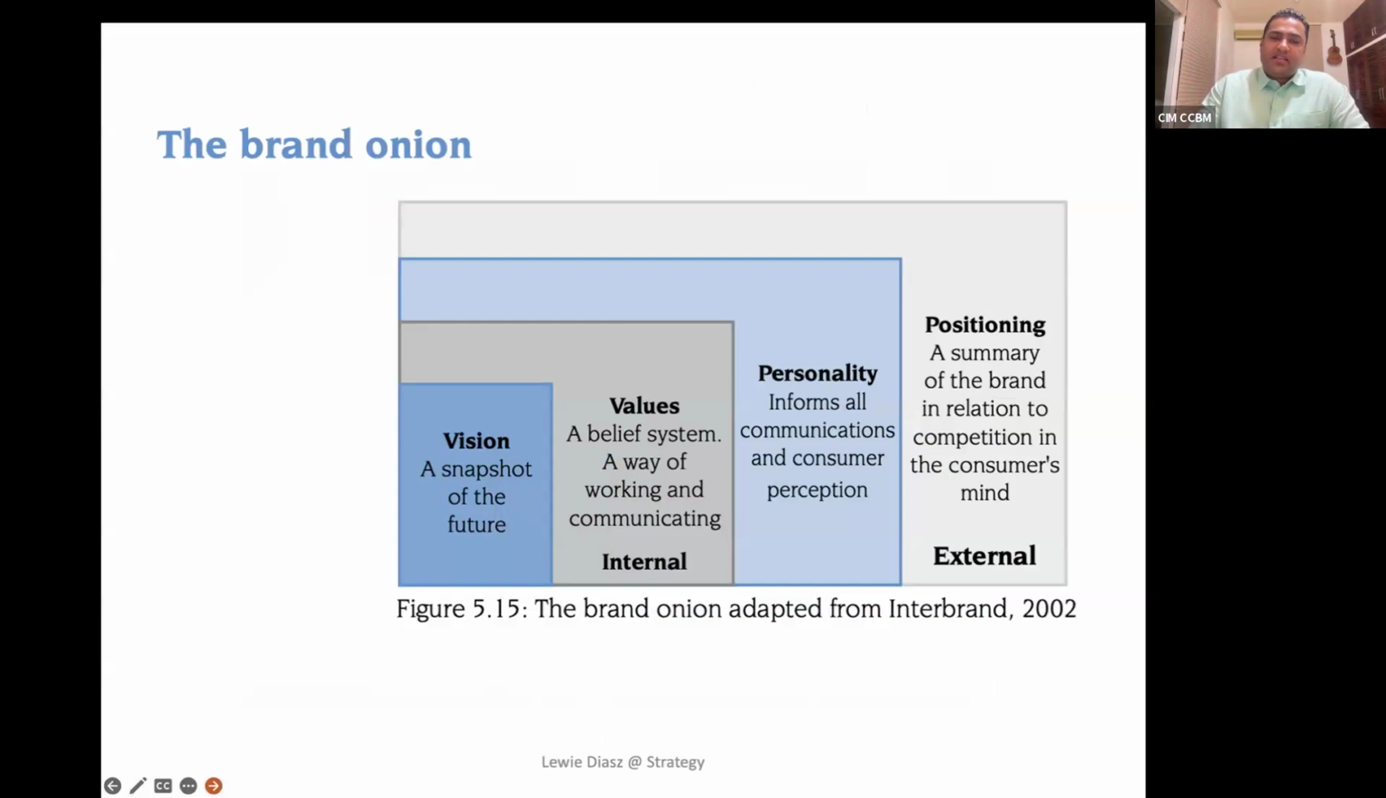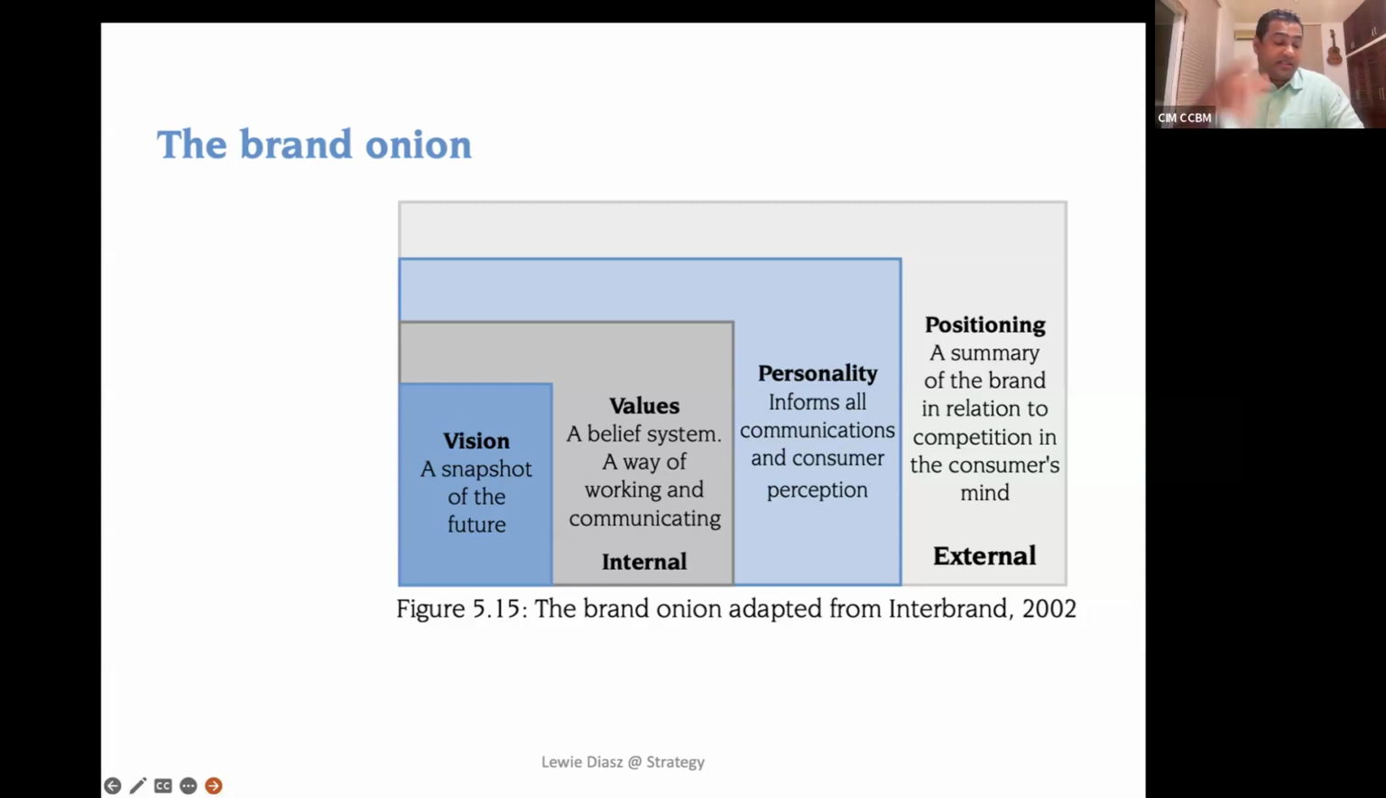And the brand onion is another theory that explains the different components. We looked at the brand vision, a snapshot of the future of the brand; values, a belief system, a way of working and communicating internally; and the brand's personality. Harley Davidson has a personality. You don't see very thin young people riding a Harley Davidson. It will be very rugged, hairy, masculine, American people riding a Harley Davidson.